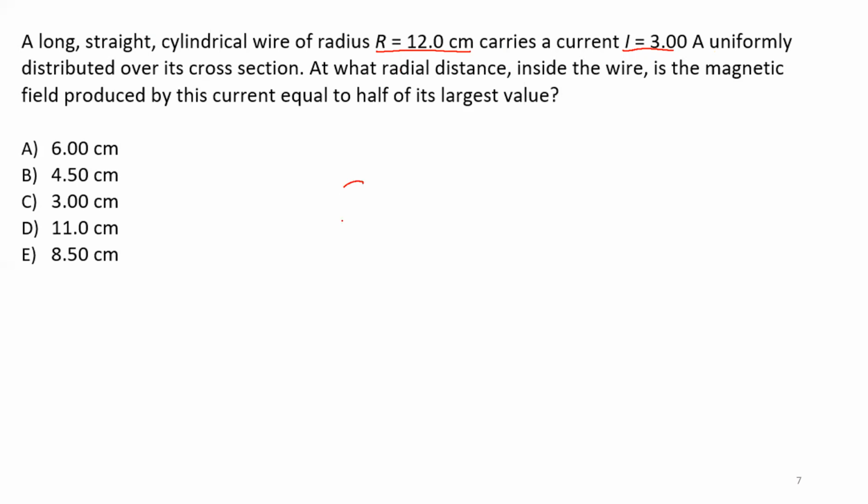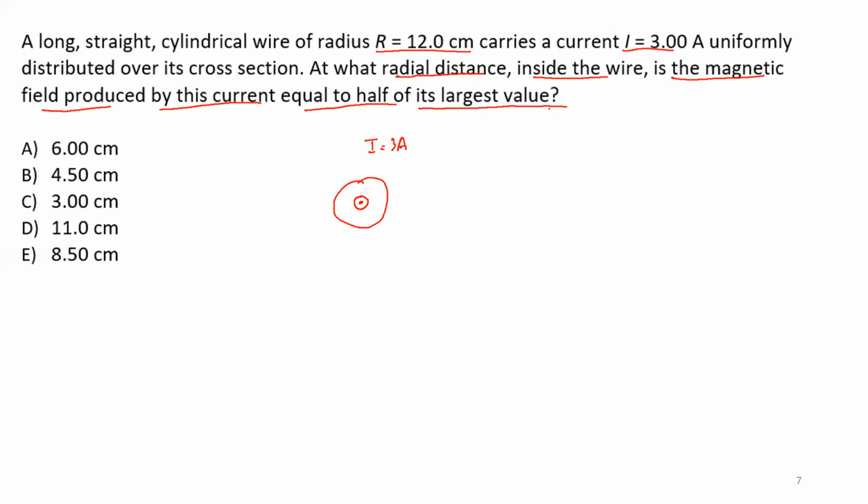Let me draw again. This is my cylindrical wire. Of course, this is a top view, or a cross-sectional view. The current is pointing towards you. This is the center. The current is coming out and it's uniformly distributed. So I is equal to 3 amps and it's uniformly distributed across this cross-sectional area. Okay, good. Now, the question is: at what radial distance from the center, inside the wire of course, is the magnetic field produced by this current equal to half of its largest value?